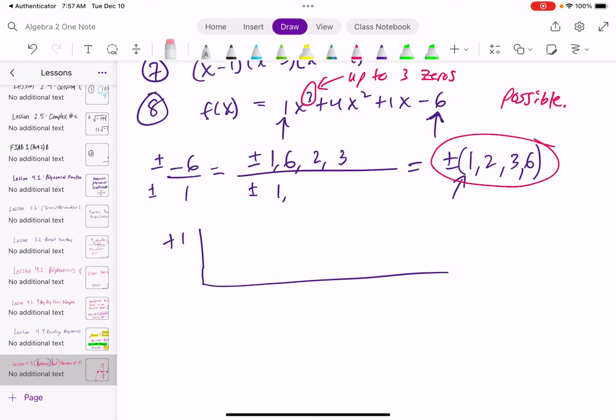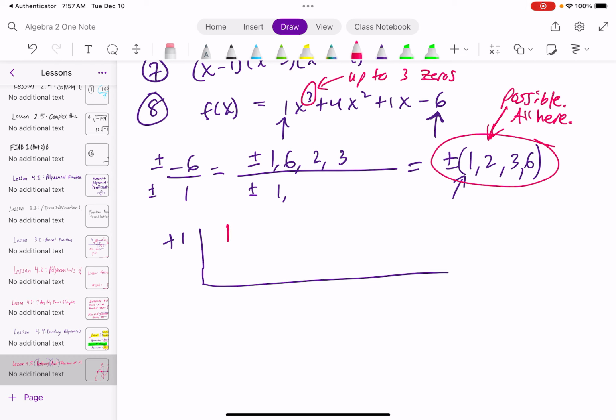I believe you're guaranteed at least 1. Let me double check. Nope, they're all here. These are all possible, but they're all there. So you're going to be a winner if you try them all. Let's try 1.